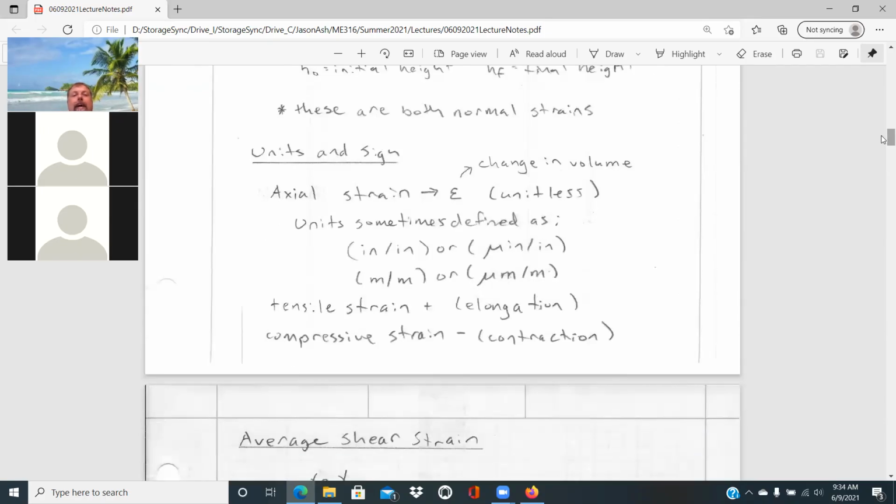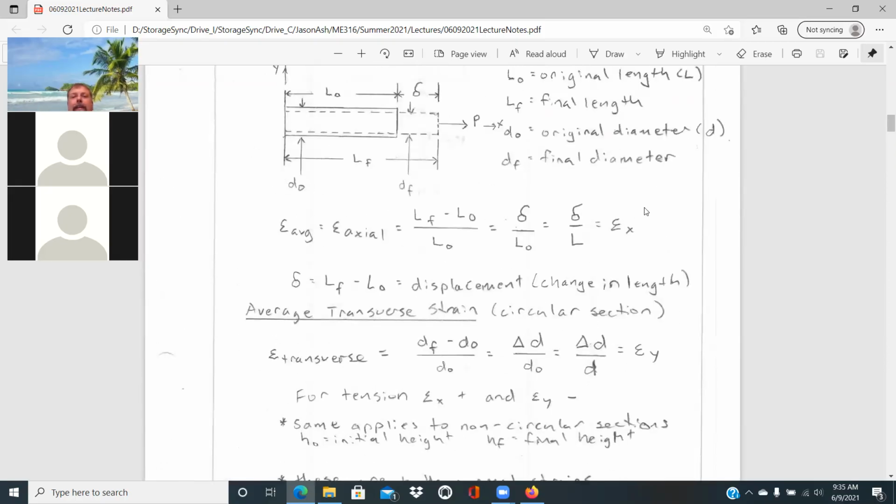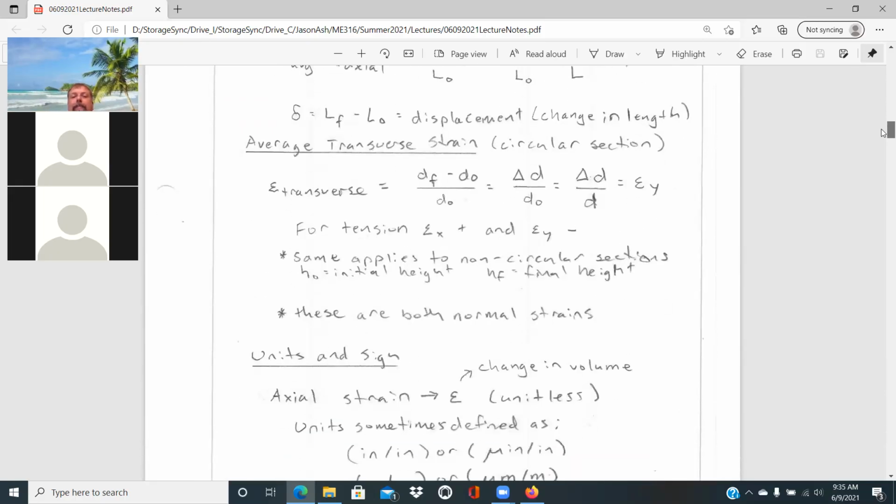Then if we look at signs and units in relation to that, axial strain, epsilon, does result in a change in volume for the object. It generally is not going to, say for example, contract as much as it expands, and so there's going to be a small change in volume in that process. And then if we look at that definition of strain, it's really a change in length over the original length, and so it is unitless.